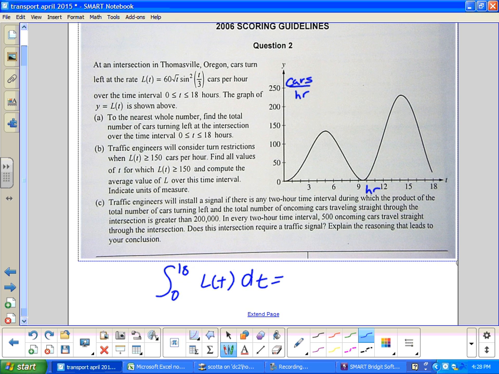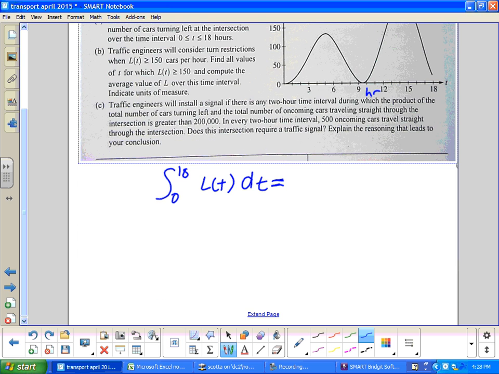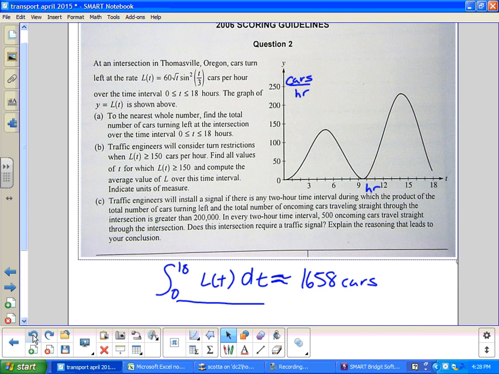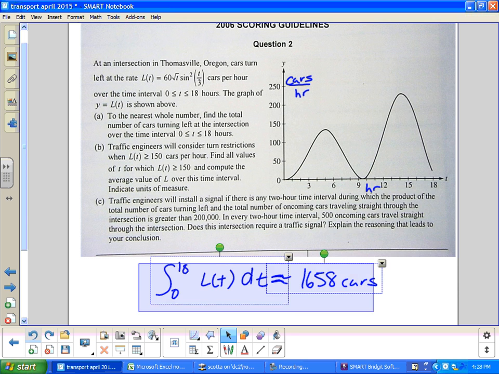I would just type that in my calculator, and it's round to the nearest car. Now be careful when you put this in your calculator. Make sure that you're entering it correctly. Don't make a mistake here. And do this on my TI, and I get 1,658 cars. Make sure you include units. This was worth 2 points. The integral is a point, and the cars is a point. So that part of it was pretty easy.